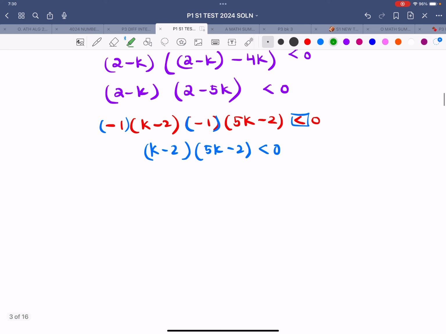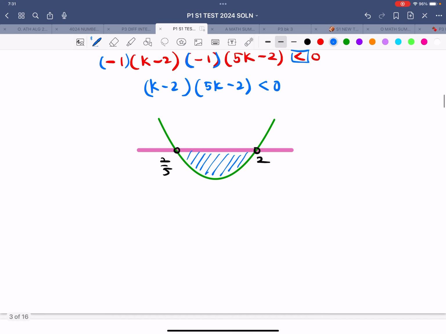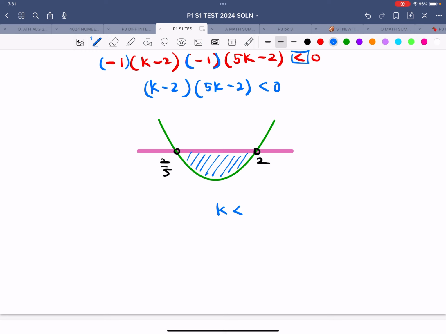So let's draw a flat line over here. Let me make it a bit thicker. So that's a flat line. And let me draw a curve like this. And let me mark the values. This is 2, and this is 2 over 5. We are looking for less than 0. That is one single region. Therefore, one single answer. Therefore, k lies between 2/5 and 2.